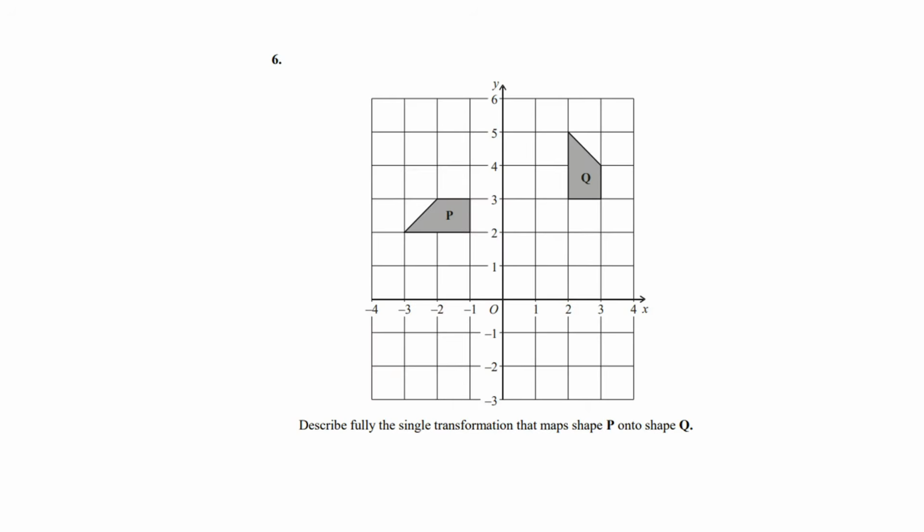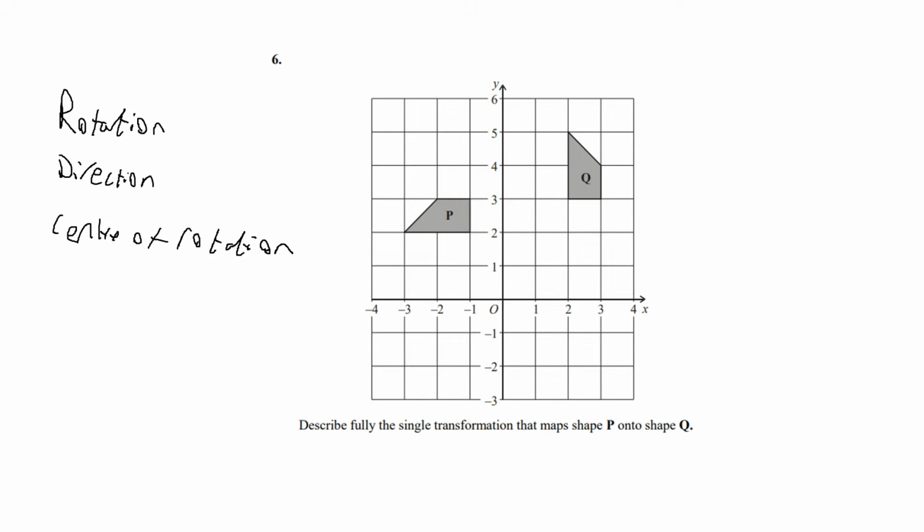So how would we describe a transformation? Well, this is a bit tricky because we're not using a piece of tracing paper. But the general premise is the same. We need 3 things to describe. We need to state that it's a rotation. We need the direction. And we need the center of rotation.